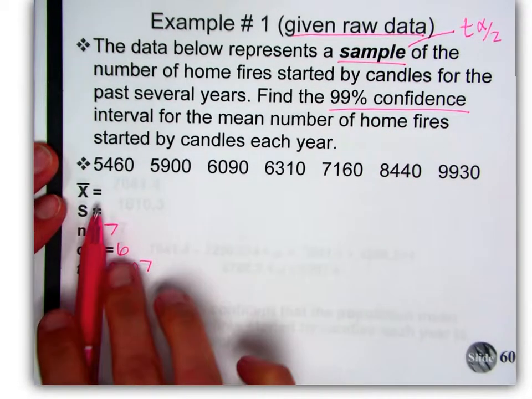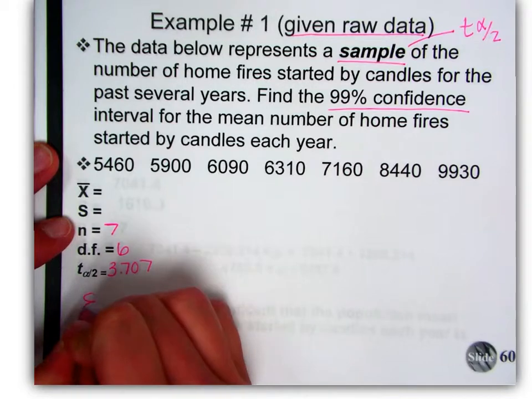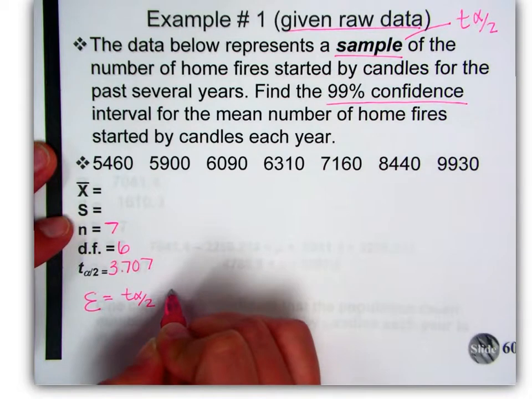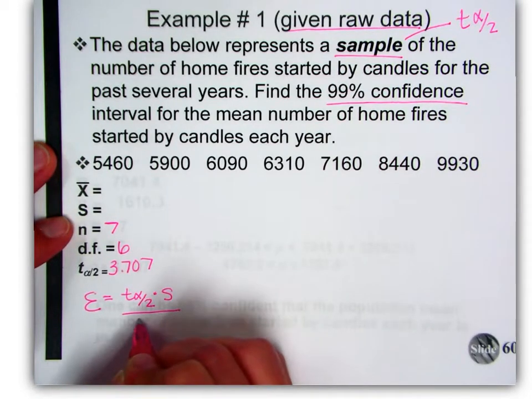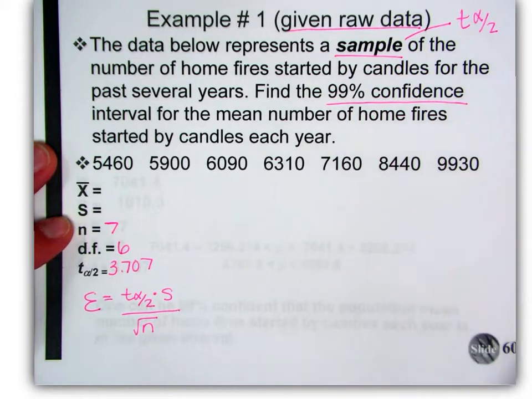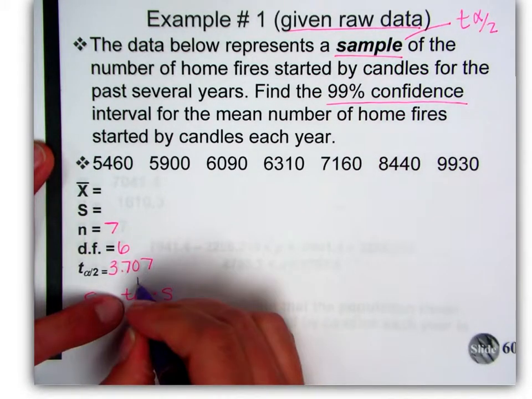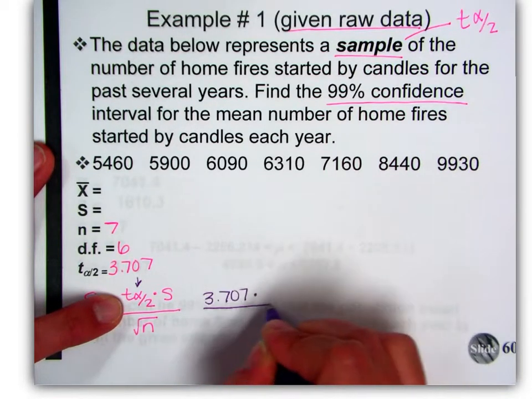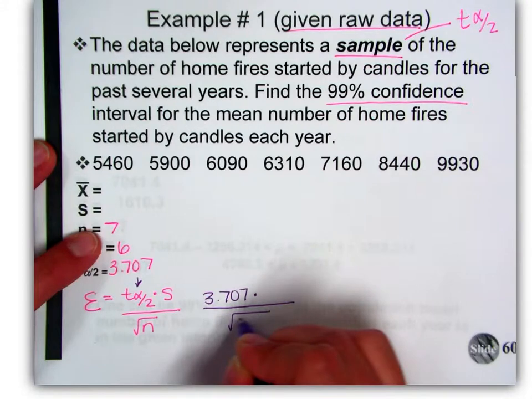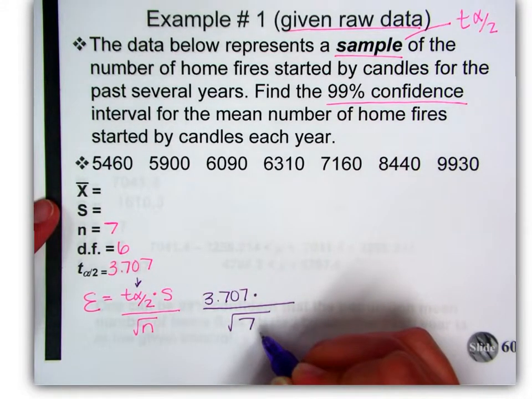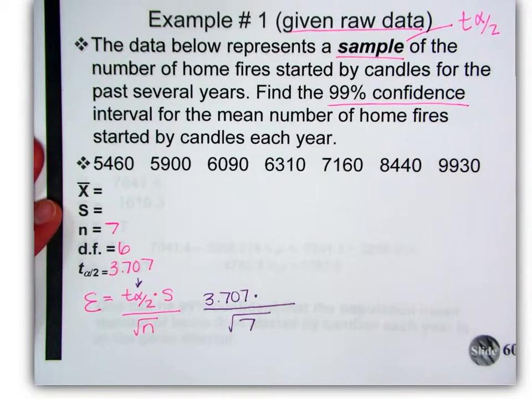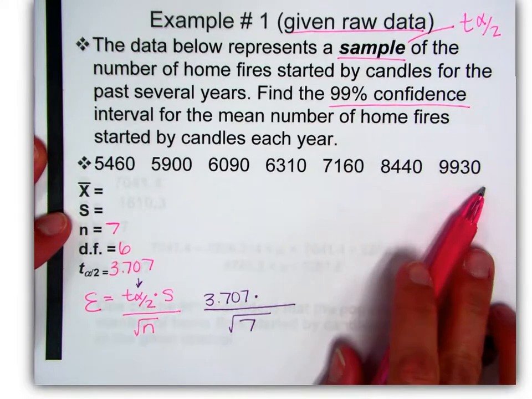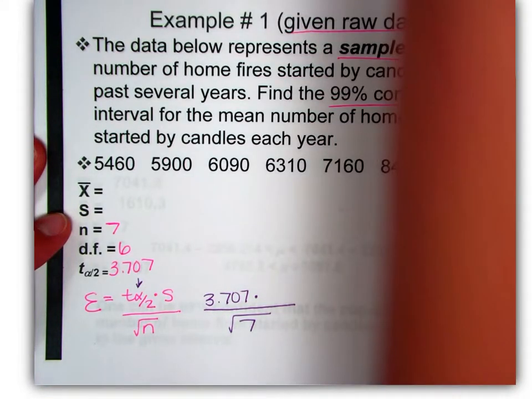Now I need to find x bar and s, because think of my E formula. E is equal to t alpha over 2 times standard deviation, all divided by the square root of n. I now have t alpha over 2, that's my critical value, so that would be 3.707. I don't know s, and I do know n, all divided by the square root of 7. The big mistake here is kids accidentally use degrees of freedom right there, so be very careful that you don't do that. Now let's find the average of all of these with the directions that I listed before. Remember, these are your directions.